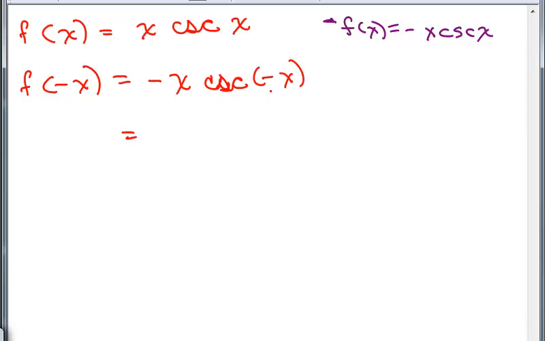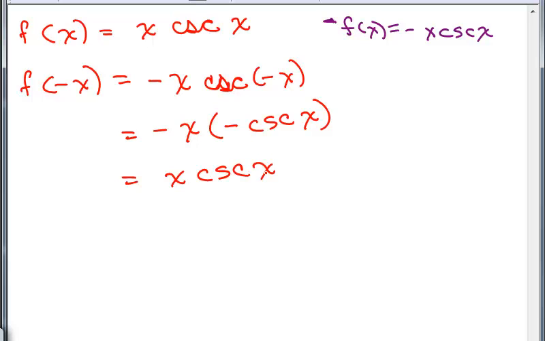Now, cosecant is an odd function. So the cosecant of negative x becomes negative cosecant of x. So I have a negative times a negative, and I've got x cosecant of x. All right, is that the same as the original function? Yes. So this is an even function.